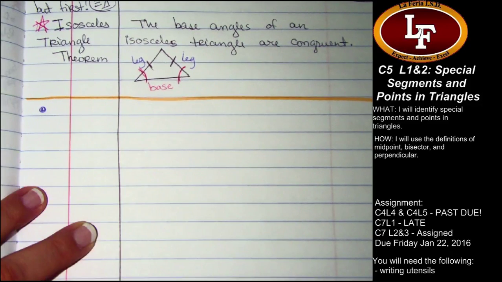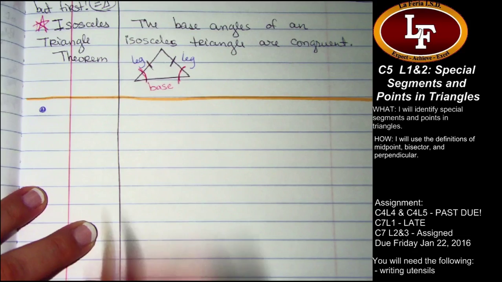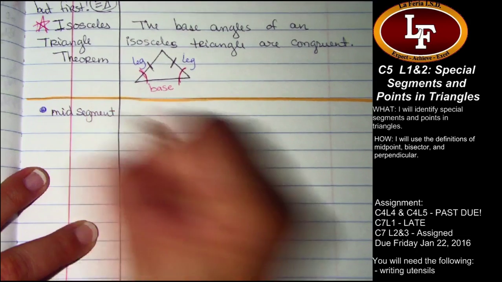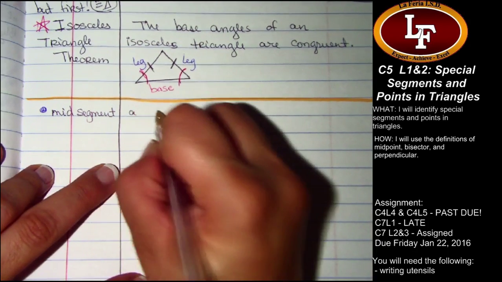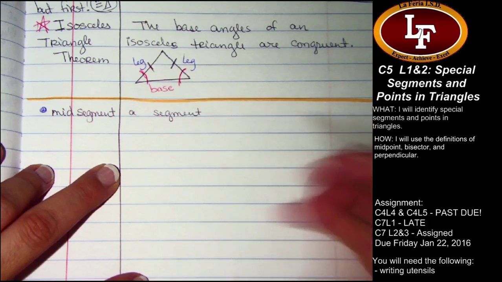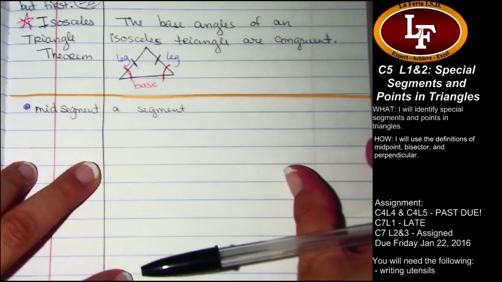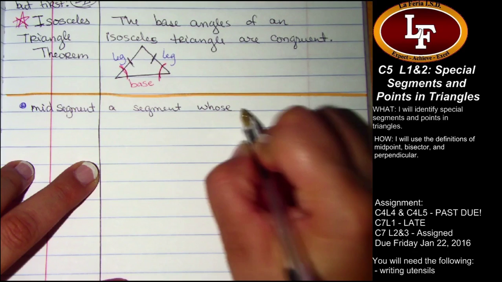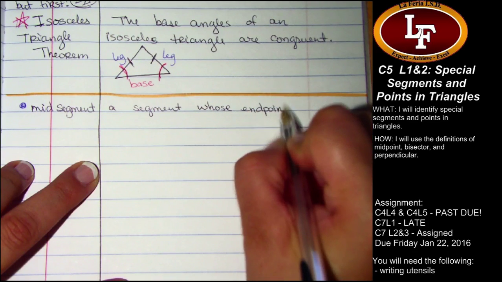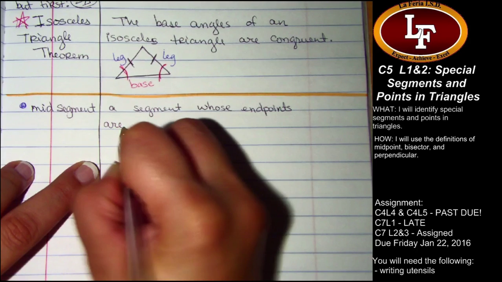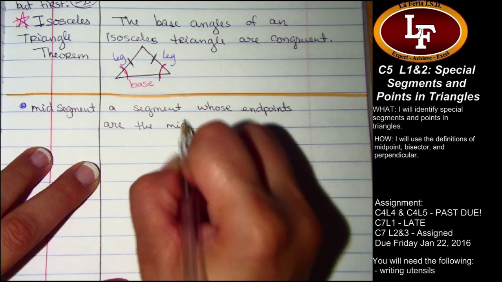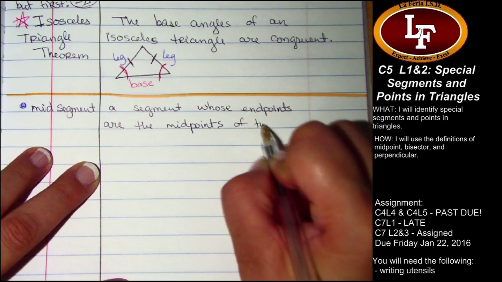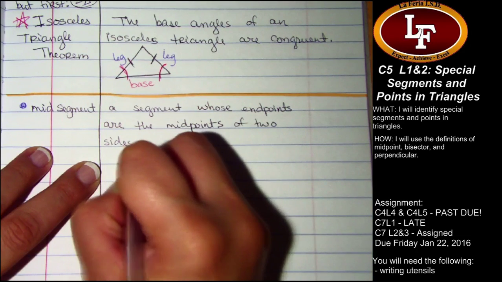All right, let's go in and start talking about the special segments and points. The first special segment that we're going to talk about today is the mid-segment of a triangle. The mid-segment is a segment, and I'm going to leave some room here on the right-hand side, so follow along with that spacing. It's a segment whose endpoints are the midpoints of two sides of a triangle.